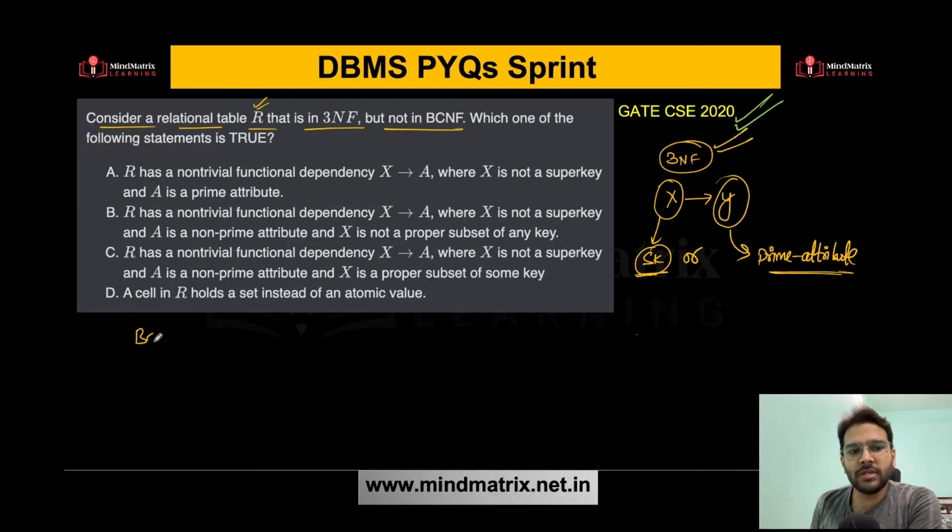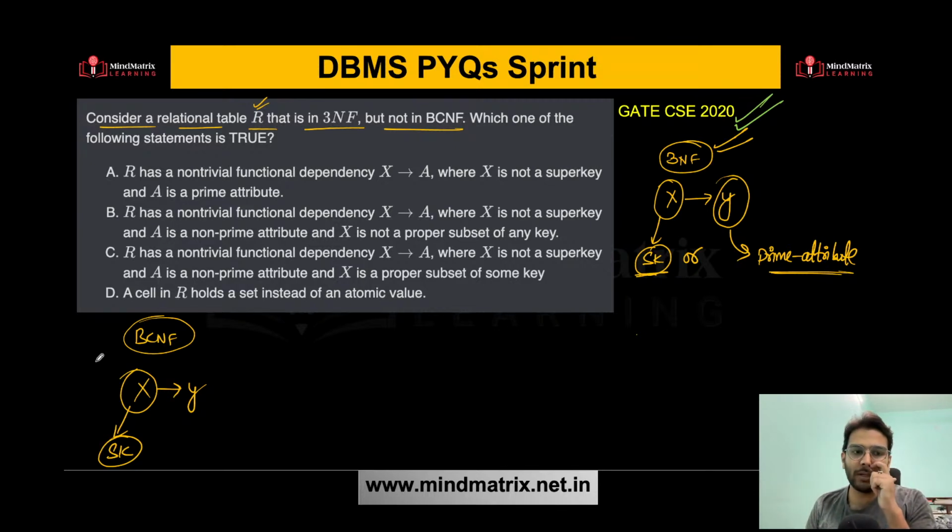And what about BCNF? If we have something like this, X has to be a super key. There is no other choice. X has to be a super key. Then only you can say the relation is in BCNF. Right? Fine. Now let's try to read which one of the following statements is true here. Let's try to find out.